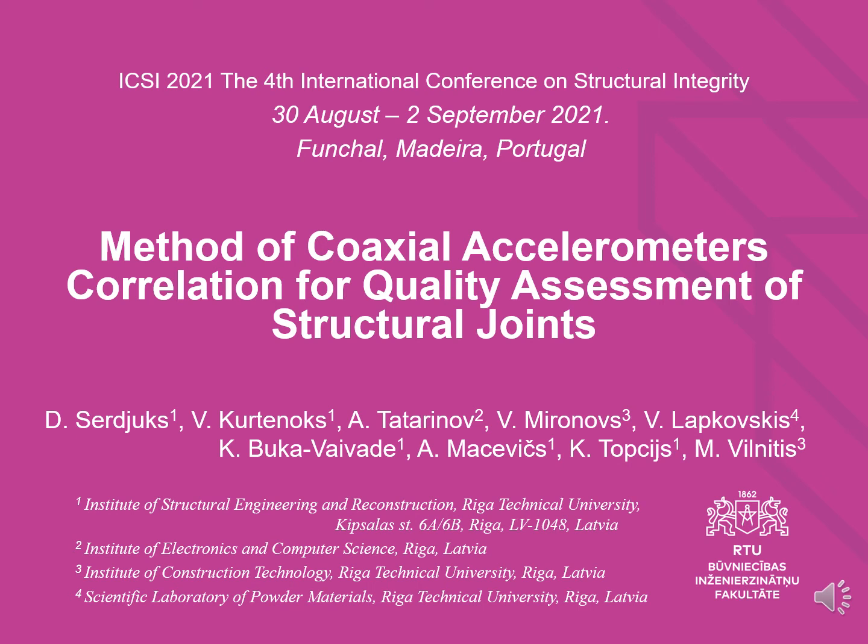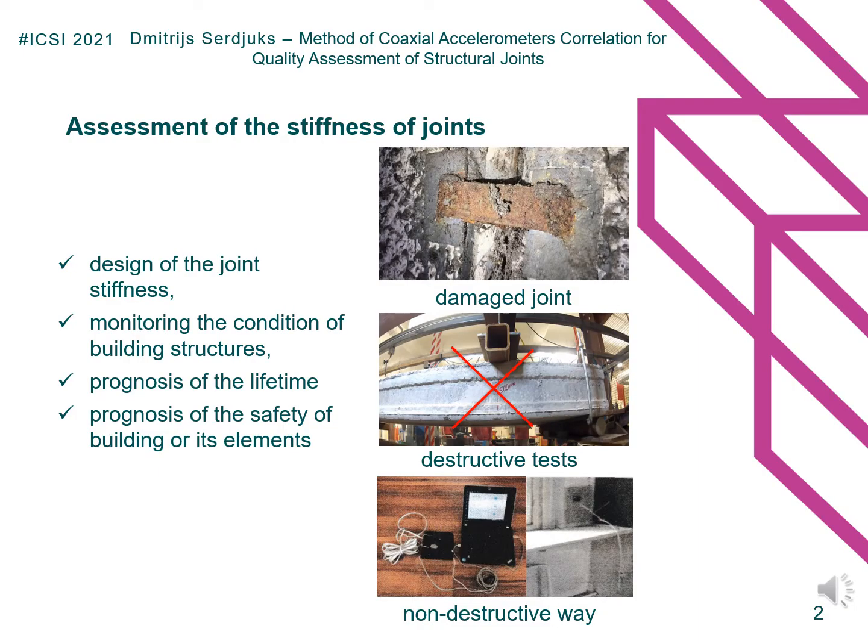I would like to present here research about the method of coaxial accelerometers correlation for quality assessment of structural joints. A great number of buildings are exploited now, and most of them have big problems with the joints. The question is especially actual for the buildings erected in the big series 40-60 years ago.